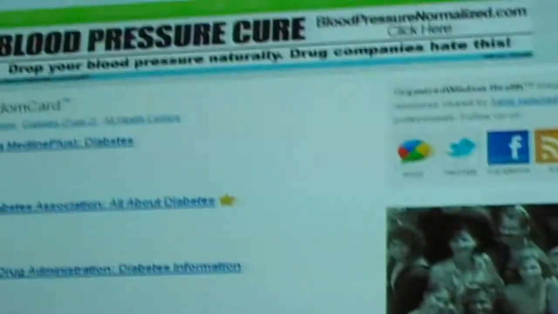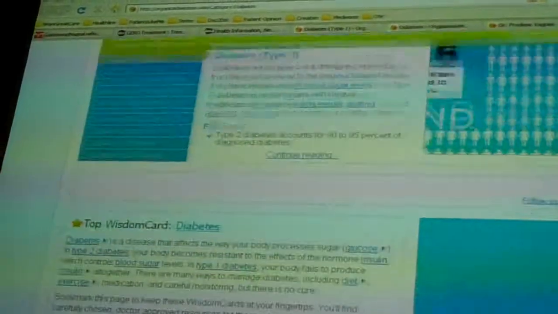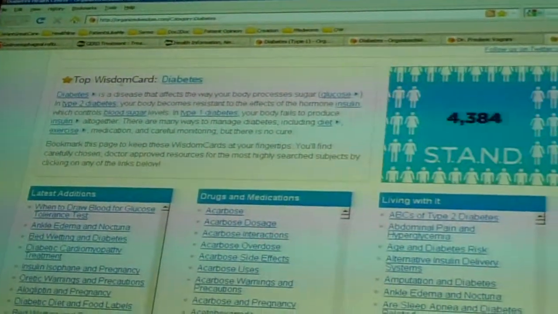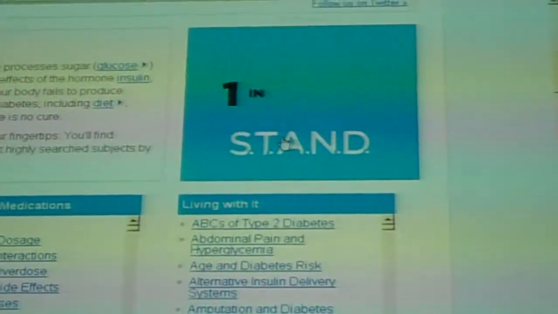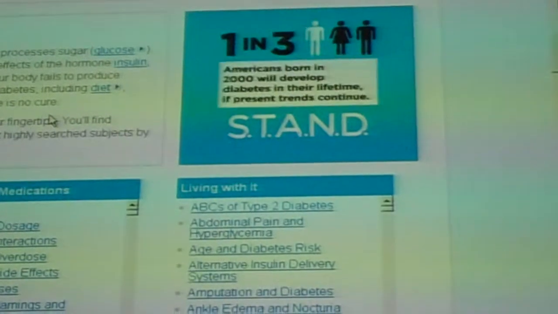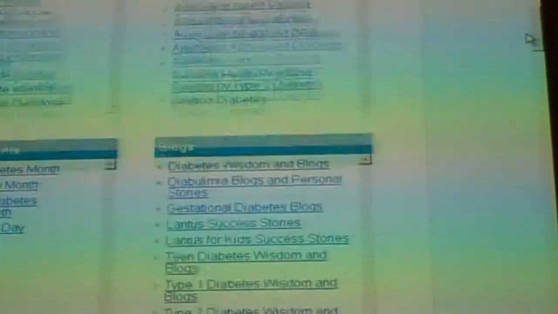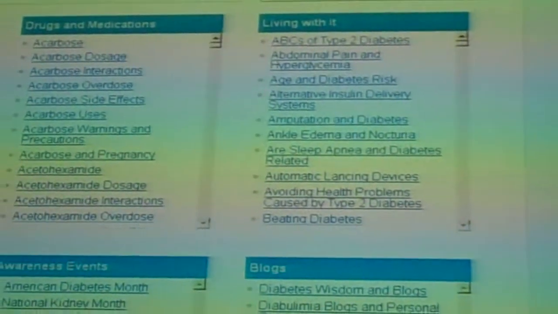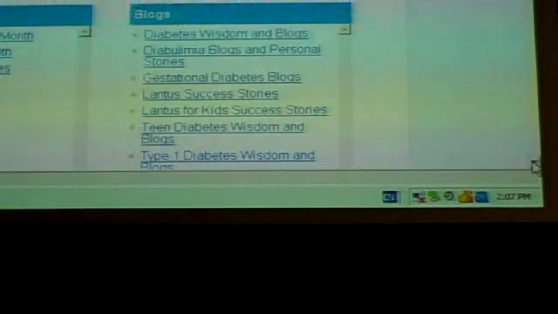Organised Wisdom has a health centre, so we start with this one. It happens to be their one on diabetes. And the way they do this is they create these things called wisdom cards. Wisdom cards are created essentially by individuals who are looking at different aspects of information all across the web. So this is the wisdom card on diabetes. It has a new edition, it has drugs, it has medication. It also looks at particular blogs. And these are sort of curated.